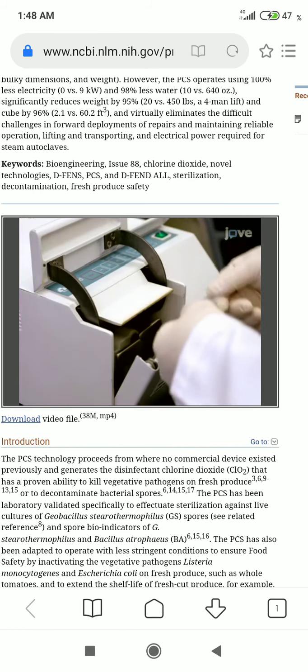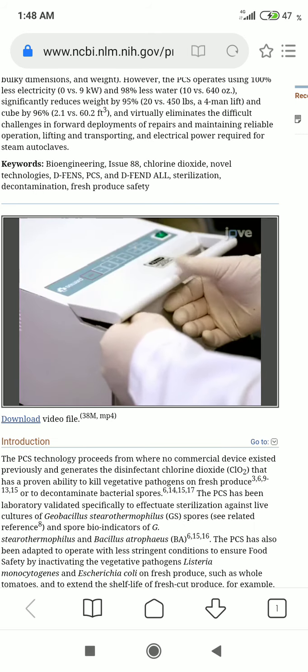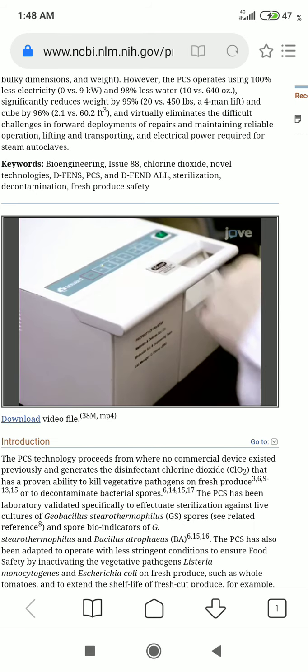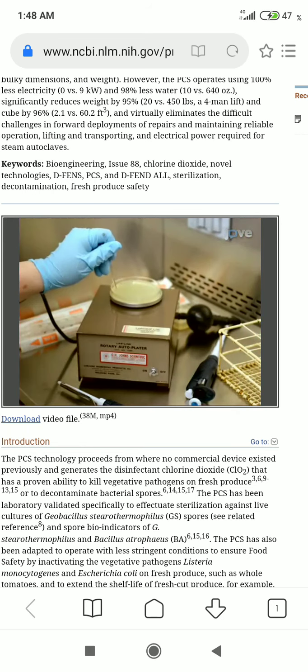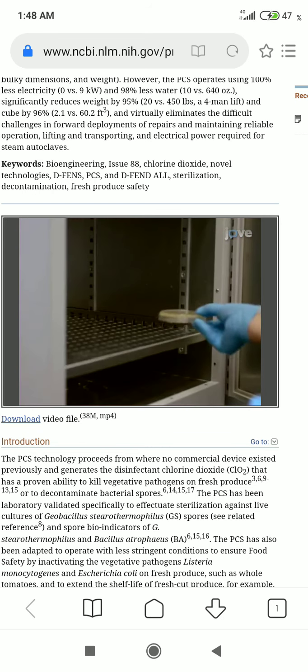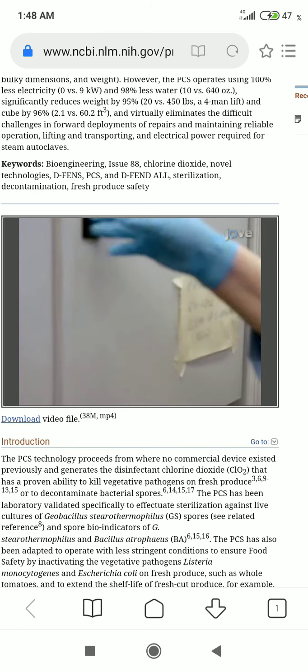Next, mix the textile strip and solution for 2 minutes in the stomacher bag. Then, remove and serially dilute into pre-made agar plates. Then, incubate for 24 hours. And finally, enumerate to validate sterility.